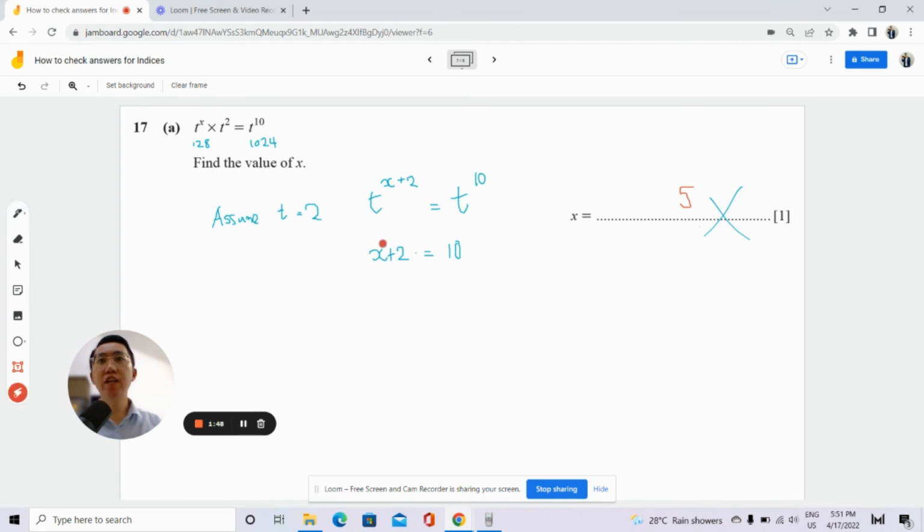So in order to find the value of x, you're going to move plus 2 towards the other side to become minus 2. So write your working, x equals to 10 minus 2. Simplify, you'll get x equals to 8. So now I'm going to check my answer, x equals to 8 this time. Let us do that.